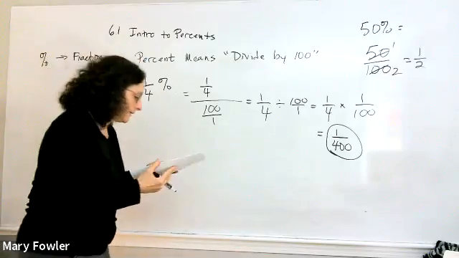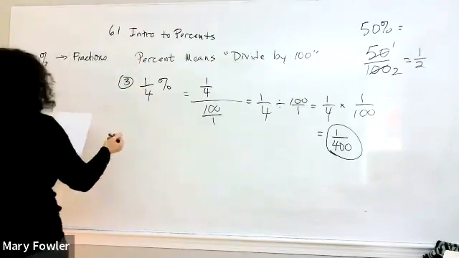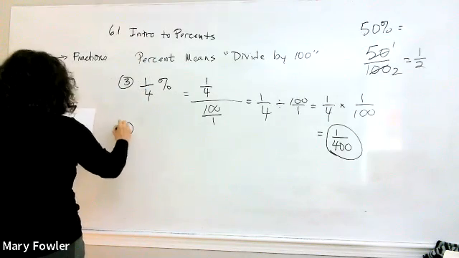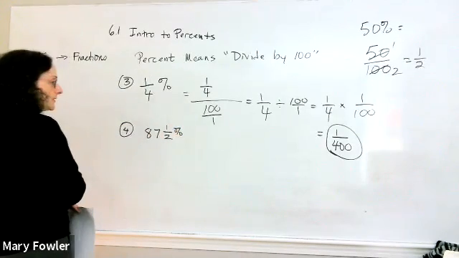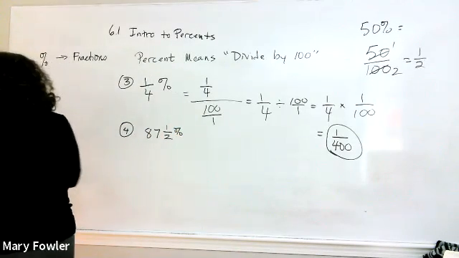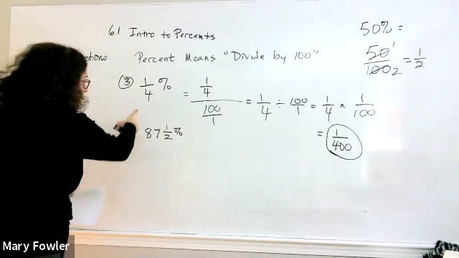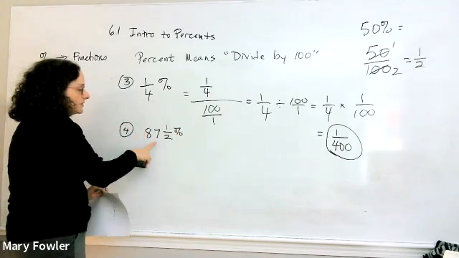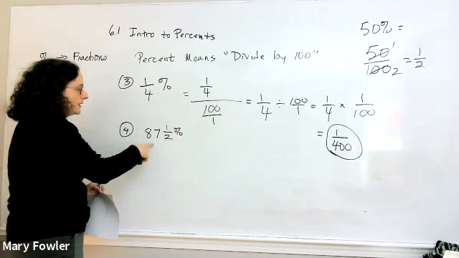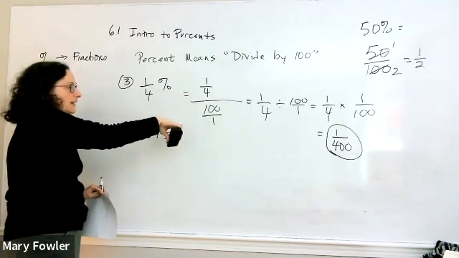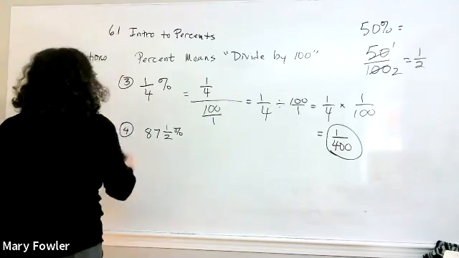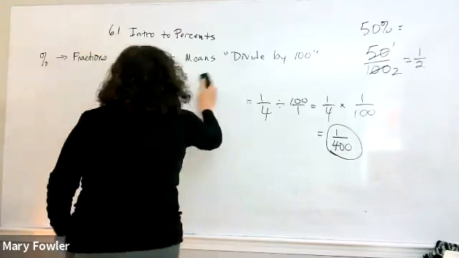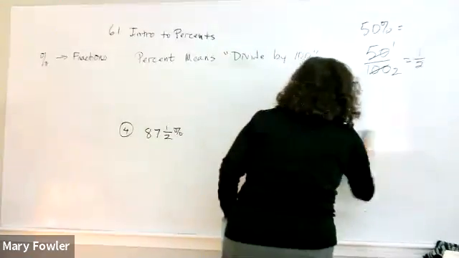All right, and then the final one that we're going to do together, and then I'll ask you to do some on your own here, is 87.5%. So 87.5% is similar to the problem over here because there is a fraction piece to it. So we're going to do the same kind of thing. And we'll go back. We're going to divide by 100.